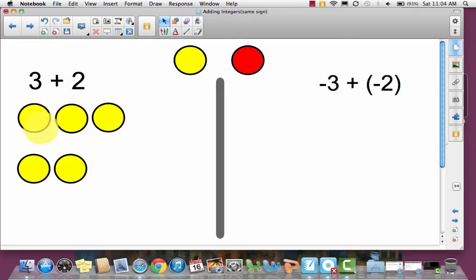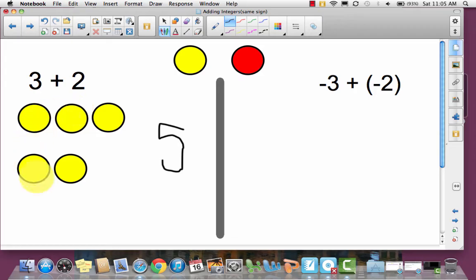Well, if I have 3 and I add 2 more to it, that's going to give me 5. And you guys already knew the answer to that. Okay, now I notice that all my chips are yellow, which means these are all positive.